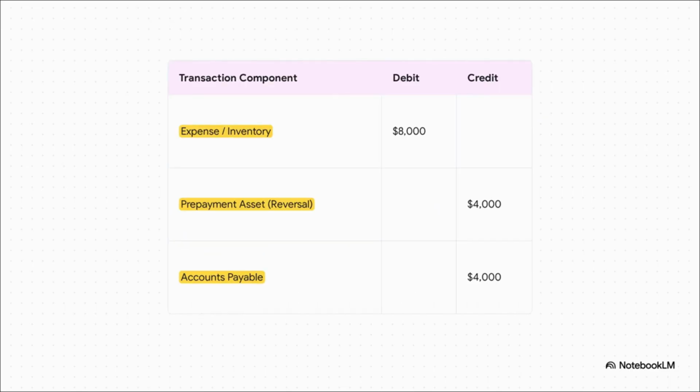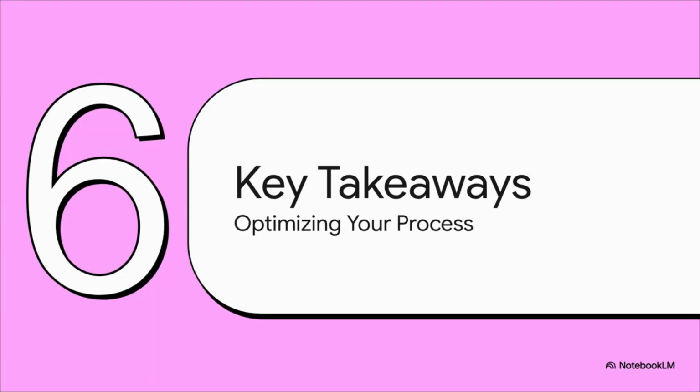And this is how it all gets reconciled. When we post the final $8,000 invoice, the system debits the full expense. But check out the credits. It reverses the $4,000 from our prepayment asset account, clearing it out. And the other $4,000 goes to accounts payable. So the full expense is recorded, but the system knows you only owe the remaining balance. It's beautiful.